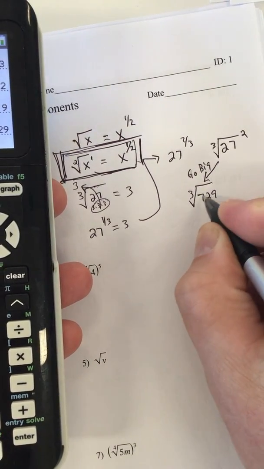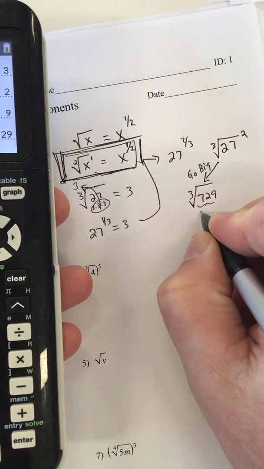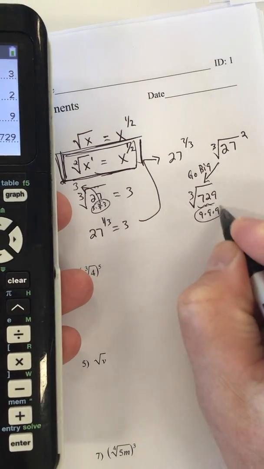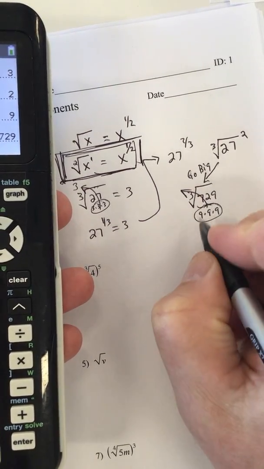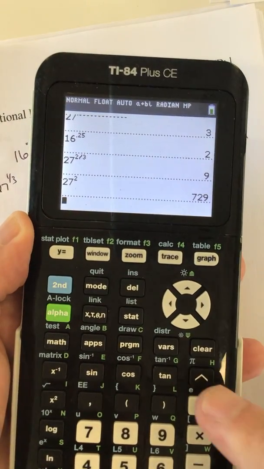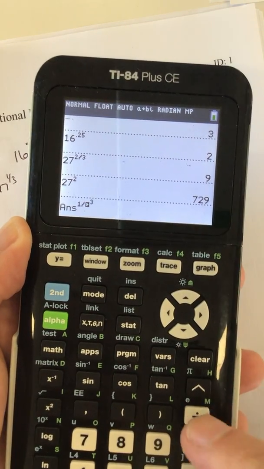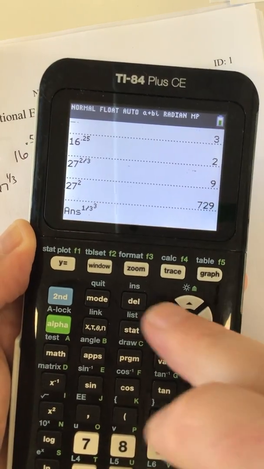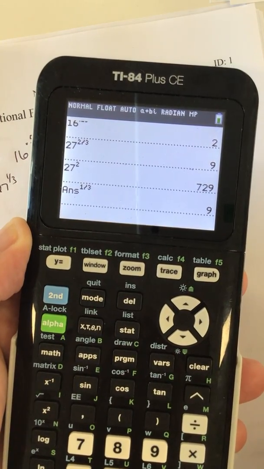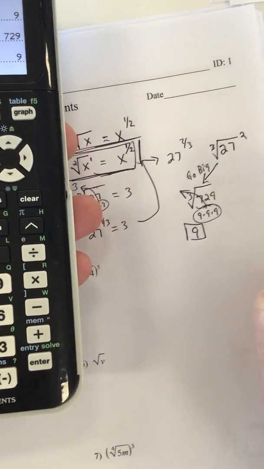And now I need something, there's got to be 3 somethings to get in here, and I happen to know it's 9 times 9 times 9 is 729. So a package of 3 of those will break out as a 9. And sure enough, if I do that on my calculator, if I take that to the 1/3 power, see, there's 9. That's 729 to the 1/3 power. But I needed my calculator sometimes for that.